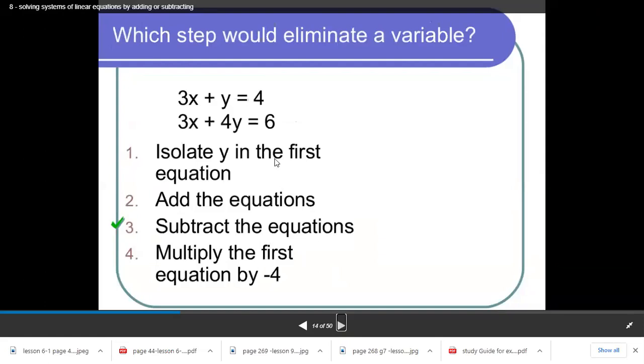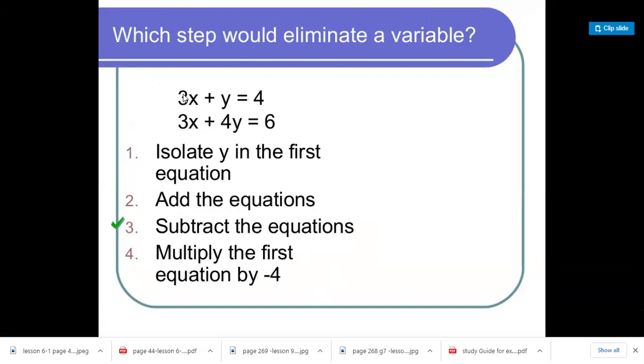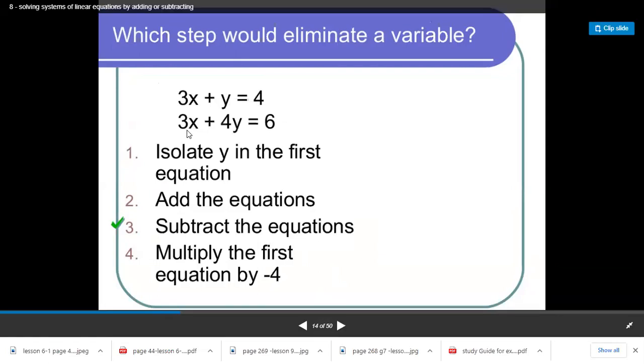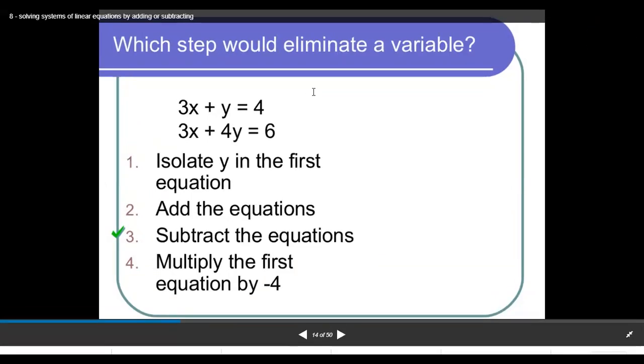What about if you have a question like this? 3x plus y, 3x plus 4y. Please check the number for the coefficient before x. The coefficient before x in the first question is what? 3. And in the second question is 3. What do you notice here? They are what? Same number. Same number, okay?